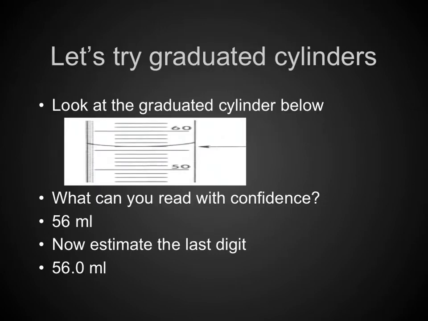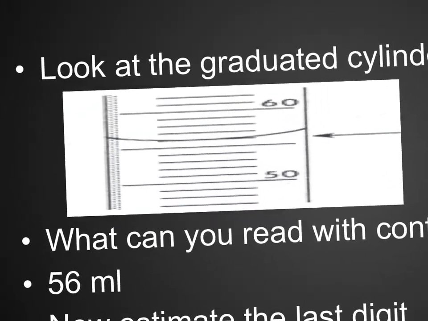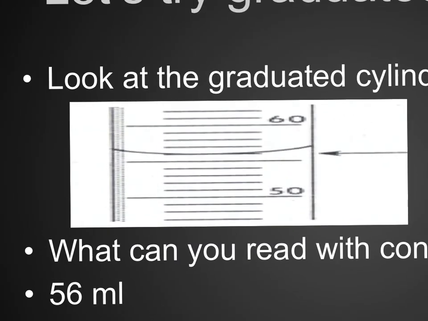Okay, let's try one on a graduated cylinder. The units are given to us. Let's zoom in here. We have 50 milliliters right here, and we have 60 milliliters right here. So somewhere between the 50 and the 60 is my measurement.